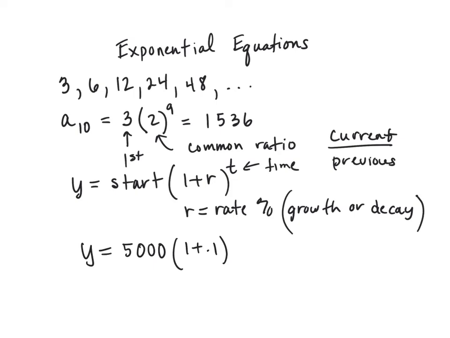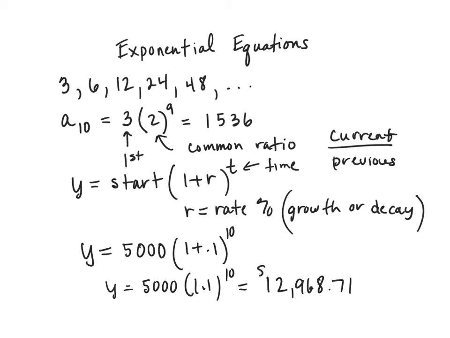And the question would be, if that's every year, if I increase 10%, how much money would I have after 10 years? So if you plug this in the calculator, y equals 5,000 times 1.1 to the power of 10, and round that to the nearest cent. That means you're going to have 2 decimal spots. We would have in that case $12,968.71.